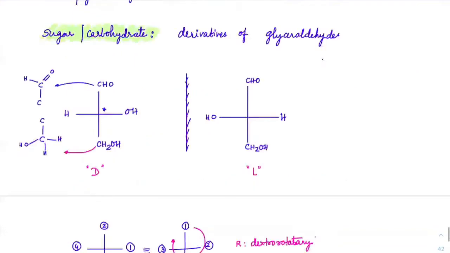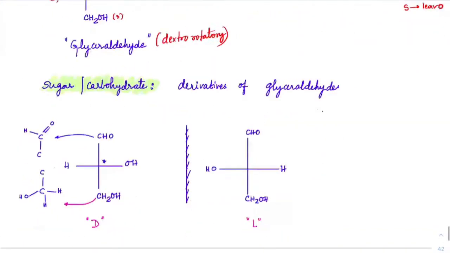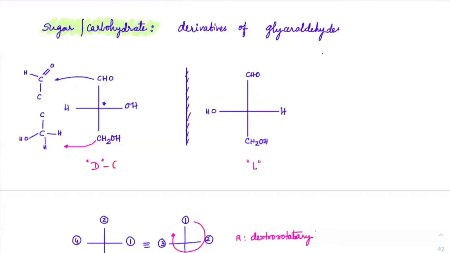I've kept it here, I guess. Yeah. Now here, if you see the glyceraldehyde, this is a D-glyceraldehyde, and the mirror image of that, where OH will come on to the left, that will be L-glyceraldehyde.